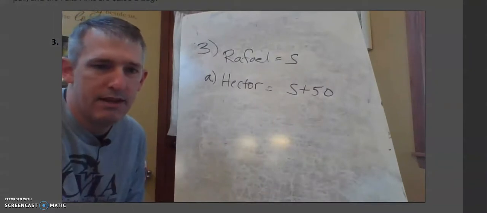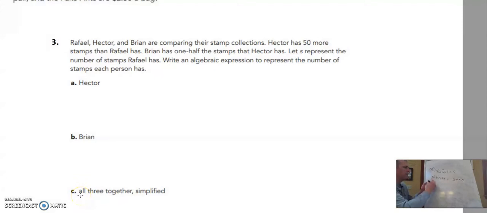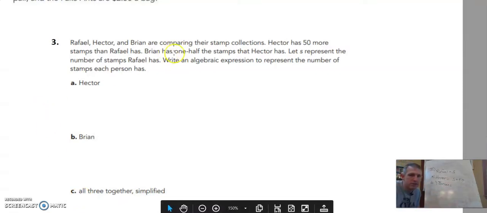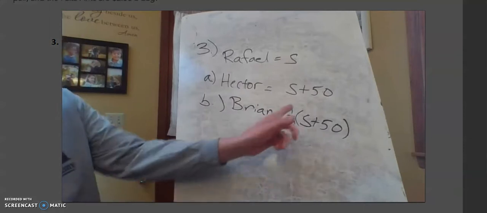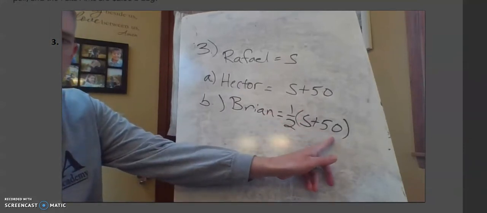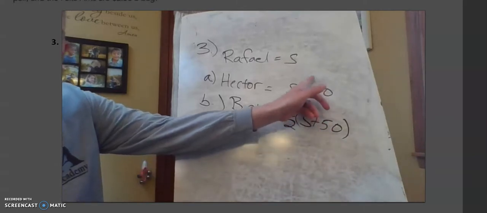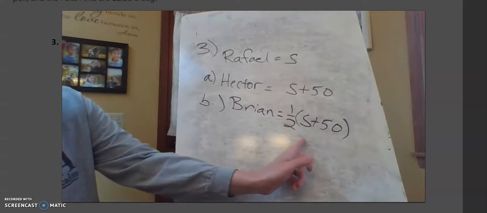Now I'm going to go to letter B, the number that Brian has. What does it tell us about how many Brian has? It says Brian has 1/2 the stamps that Hector has. There's not the word "of," but it's kind of there. I could put it in: 1/2 of the stamps that Hector has. So really what I'm doing here is multiplying the number Hector has, which is S plus 50, by 1/2. So Brian: 1/2 (S plus 50), because Hector has 50 more than Raphael. Raphael has S, and then Brian has 1/2 of that.